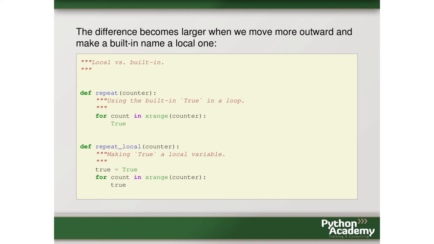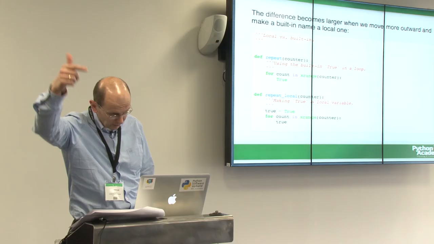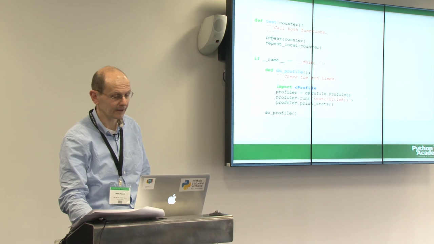If you set true to true here, then you save a lot of time because now you don't have to go all the way up to true and look for the true, just that as a local true. If you need it a lot in this thing, then you have about 40% savings.